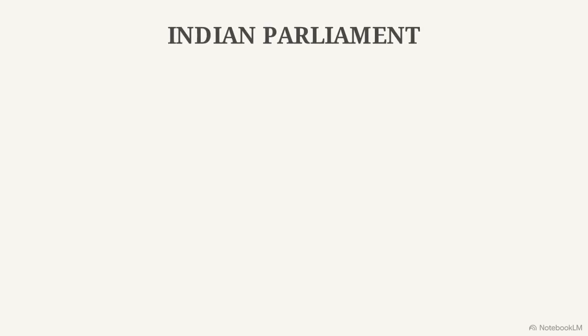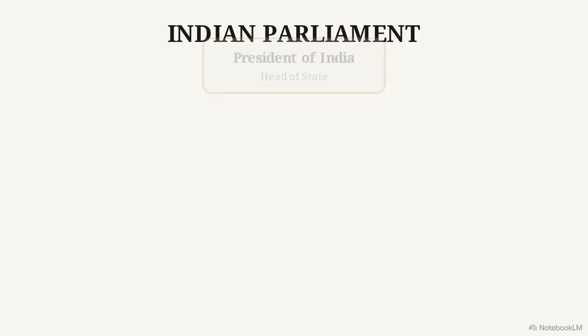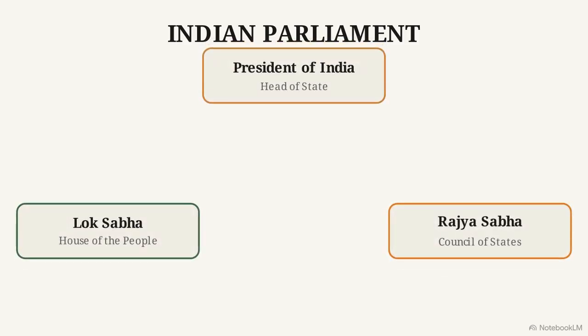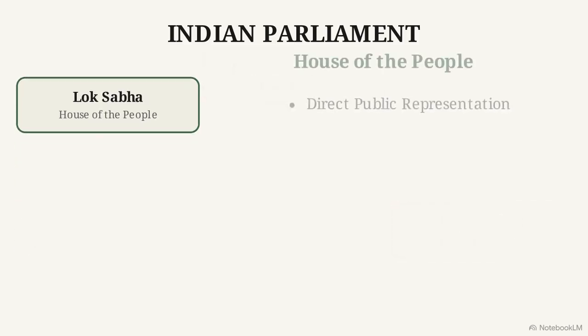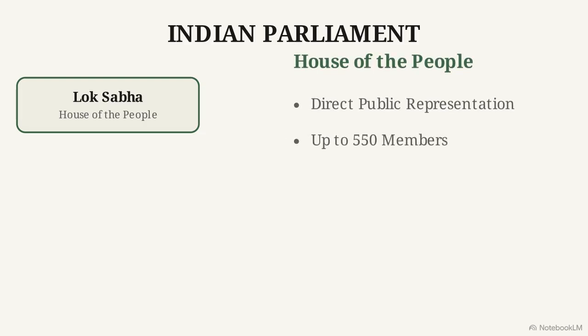The Indian Parliament operates as a strict three-part system. To pass a law, you need the agreement of three distinct entities: the President of India, the Lok Sabha, and the Rajya Sabha. The Lok Sabha, or the House of the People, is built for direct public representation. It holds up to 550 members, all elected directly by voters across the country.